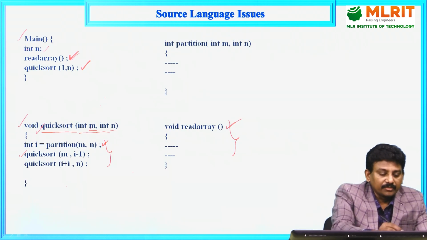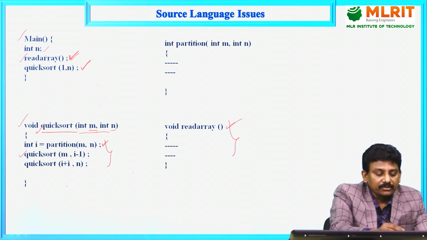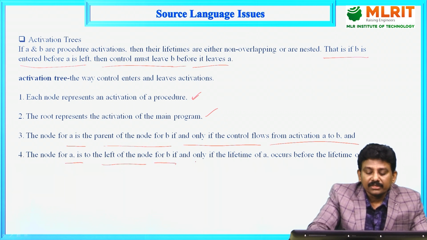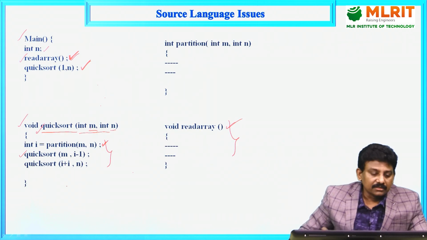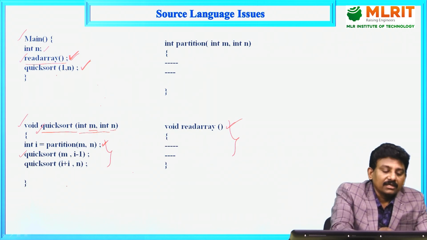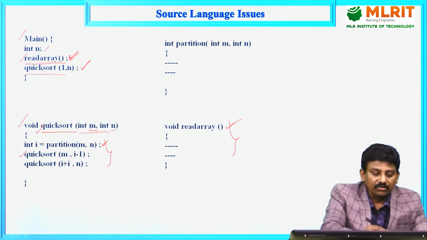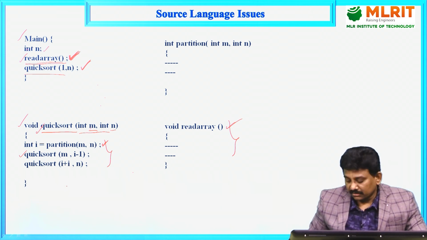See, main is the parent, read array is the child. The flow goes from main to read array, so main is the parent. The node for A is to the left of the node for B if and only if the lifetime of A occurs before the lifetime of B. In this example, the lifetime of the read array function occurs before the lifetime of quicksort(1, n). So the node for read array will be to the left of the node for quicksort in the activation tree.